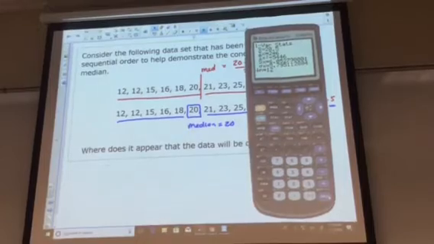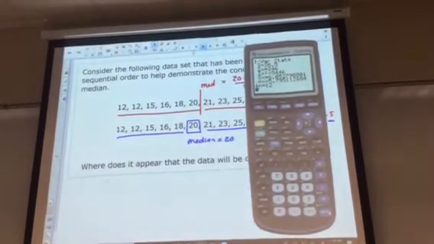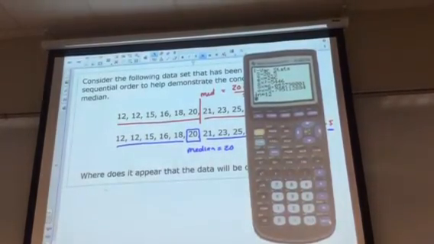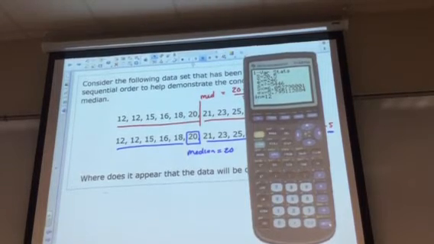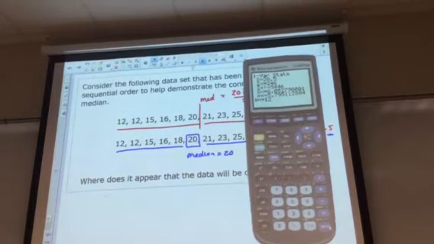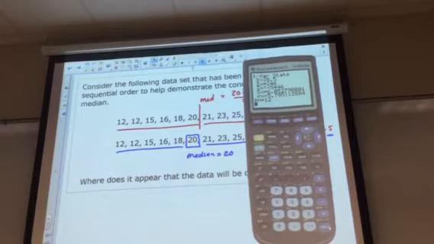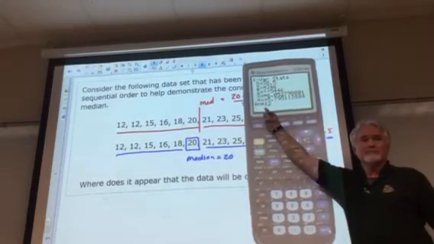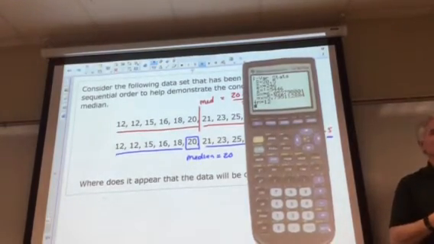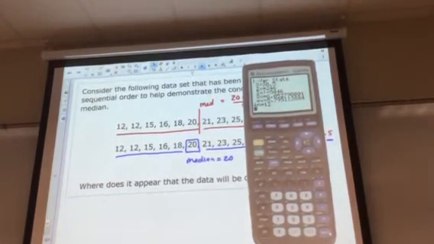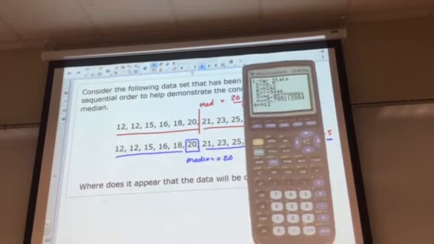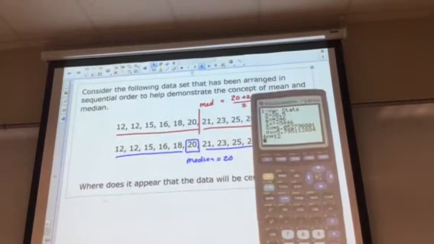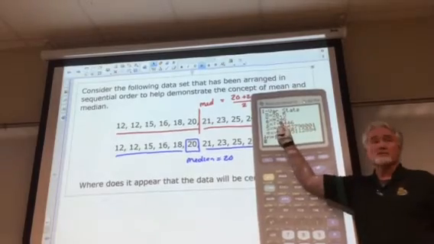X bar equals 20.5. And X bar represents the mean. So the calculator now just took those numbers that I had typed in, added them together for me behind the scenes, counted the number of items that it had added, and did the division problem for me. It counted and added together all the values that were on the screen, and when it did that, it came up with 246.